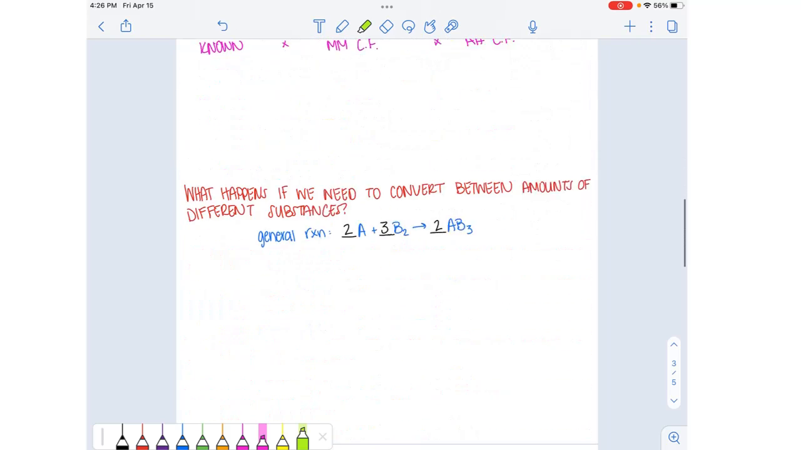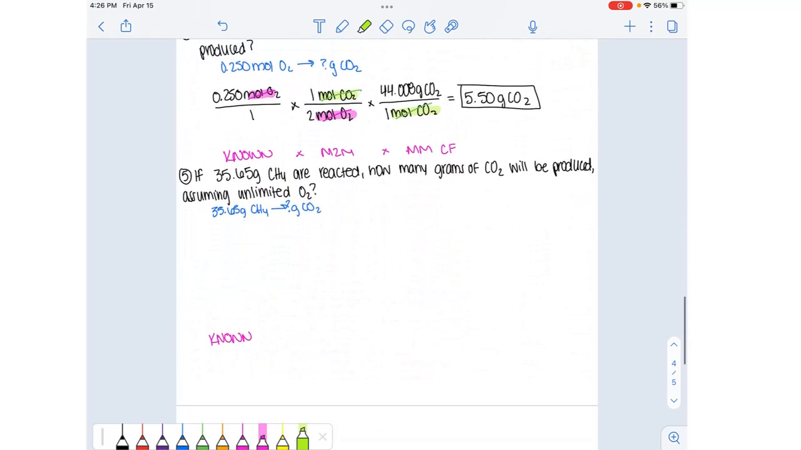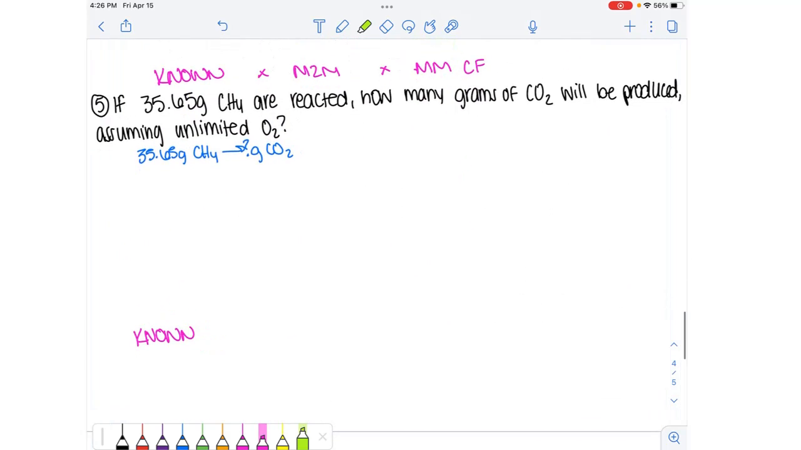Okay, so let's go back down here. We are now going to take our known. We're going to multiply that by the molar mass conversion factor. Then we're going to multiply that by the mole to mole ratio. Then we're going to multiply that by the molar mass conversion factor one more time for the other substance. So take a second to pause this video, try setting it up on your own, and then come back to see if your setup is correct.